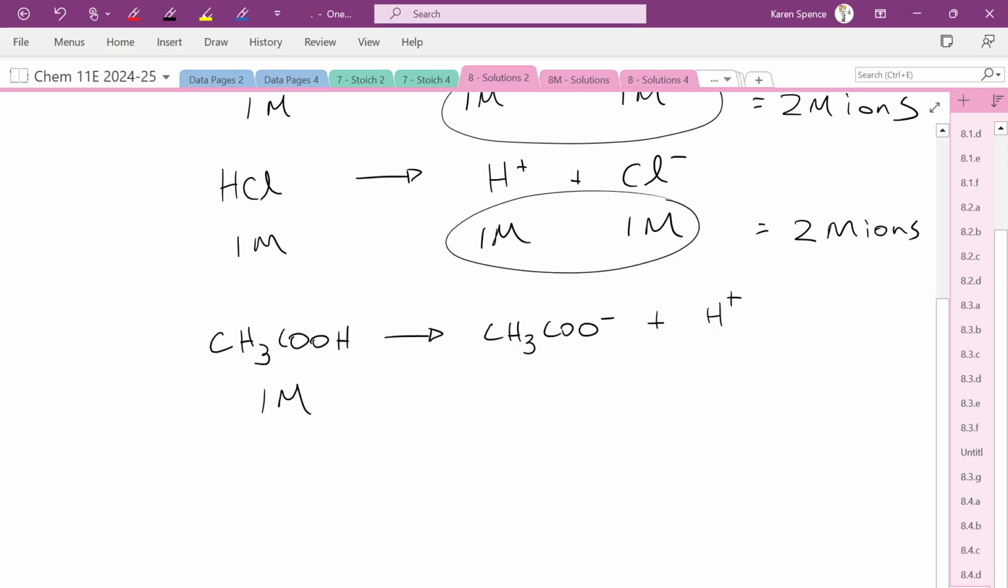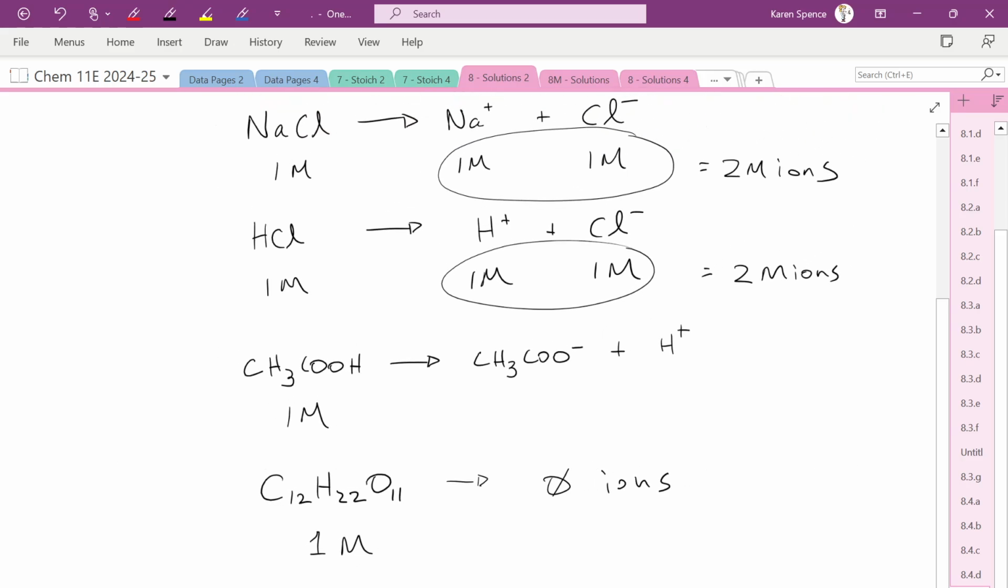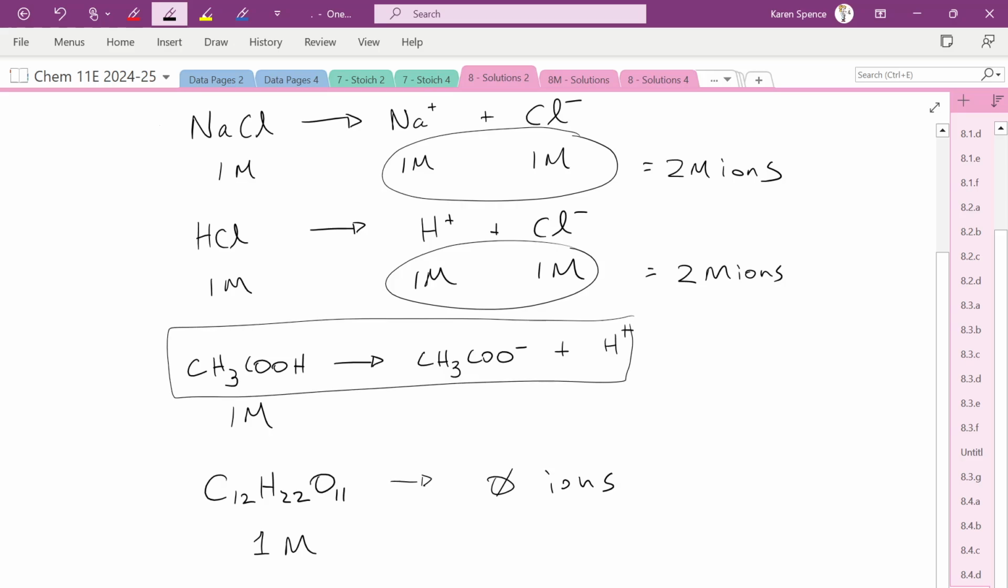Oh, and let's just, while we're here, let's do sugar. C12H22O11, 1 molar. It's the same thing, right? So I have 0 ions. Yes? How is it possible for this to happen and get it to be dim?